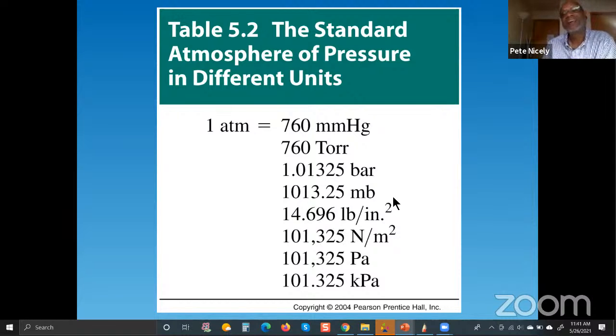Now, let me just say that I honestly don't anticipate us using this, or this. So this is the bar unit. This is the millibar value. This is the pounds per square inch. I honestly don't anticipate that you'll be using any one of these, all right? But the others you'll definitely be encountering in this chapter. The newtons per meter squared, which is the same thing as the Pascal, and the kilopascal units, along with the millimeter mercury unit and the torr unit. So those are the units that you'll be encountering a whole lot in this chapter.